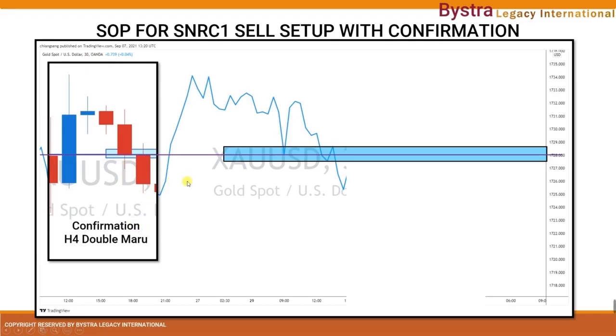So normally for this case, we can look, this is a double Marubozu candle engulf. Okay, double Marubozu, H4 double Marubozu. Okay, so double Marubozu can be used as a confirmation as well besides engulfing candle.